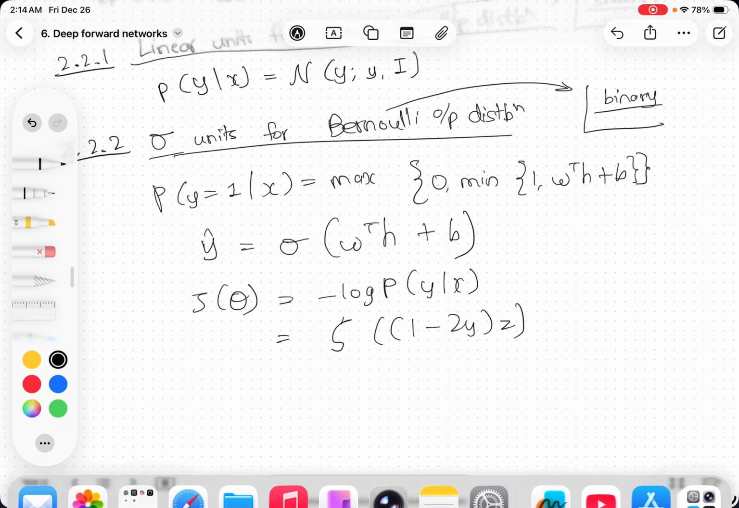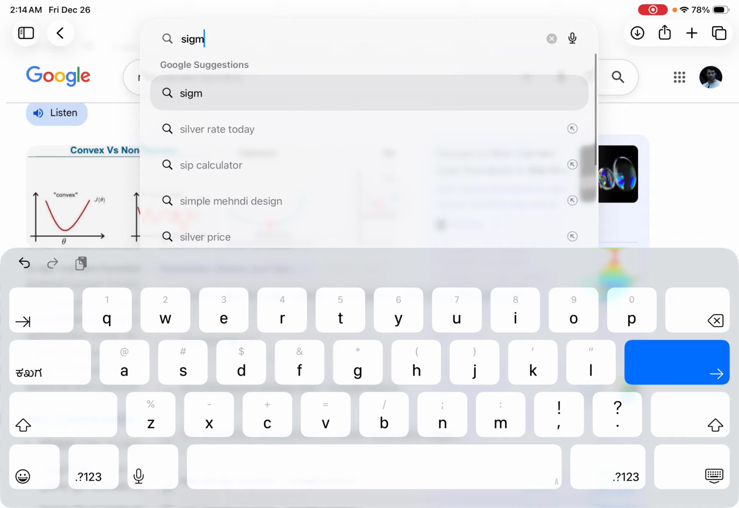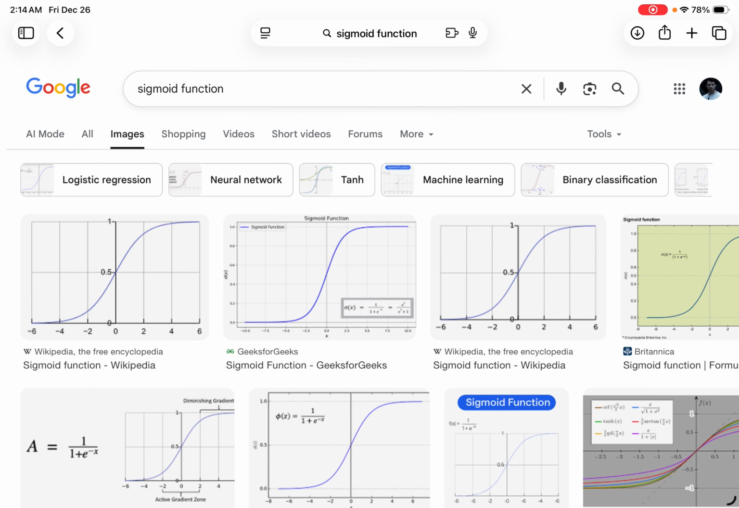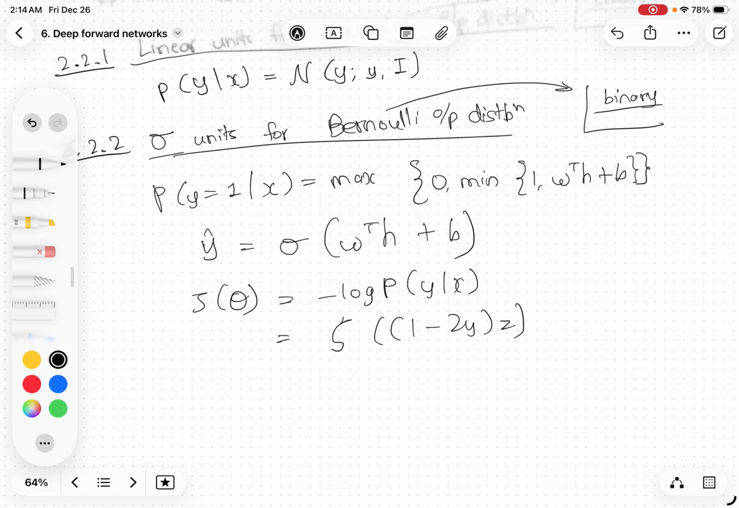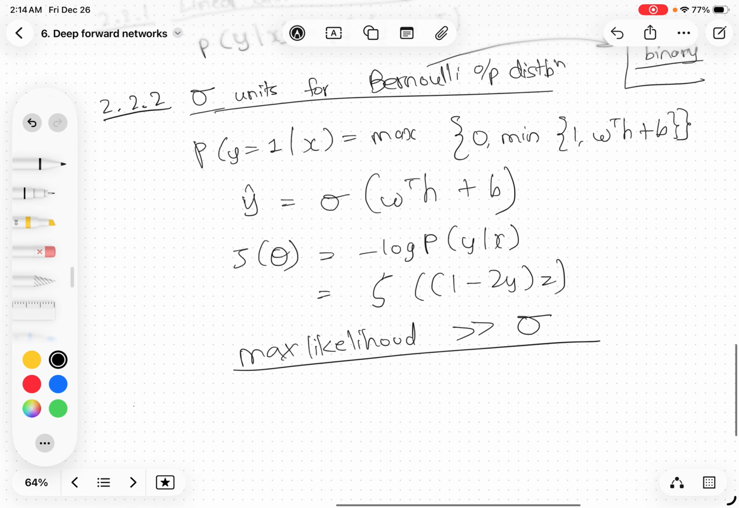The sigmoid, just in case anybody is not aware, the sigmoid function is what it looks like. And it turns out it's not that great. So max log likelihood turns out to be better than this sigmoid stuff. And let's go to the next one here.